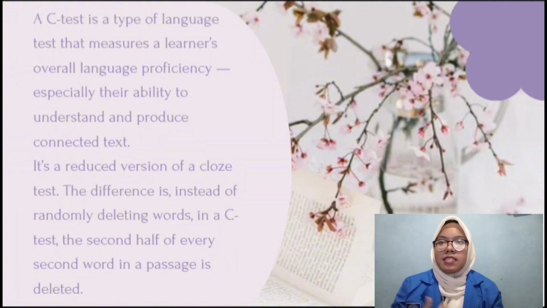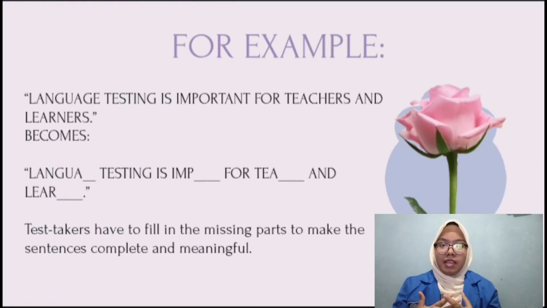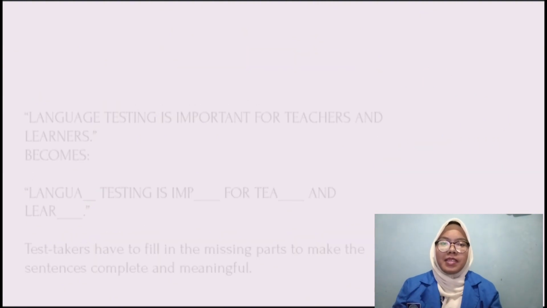The difference is, instead of randomly deleting words, in a C-test the second half of every second word in a passage is deleted. For example, in the above sentence, it's the version of the complete sentence, and in the C-test, it becomes "lengua_". "Testing is im_ for the t_ and l_." Test takers have to fill in the missing parts to make the sentence complete and meaningful.